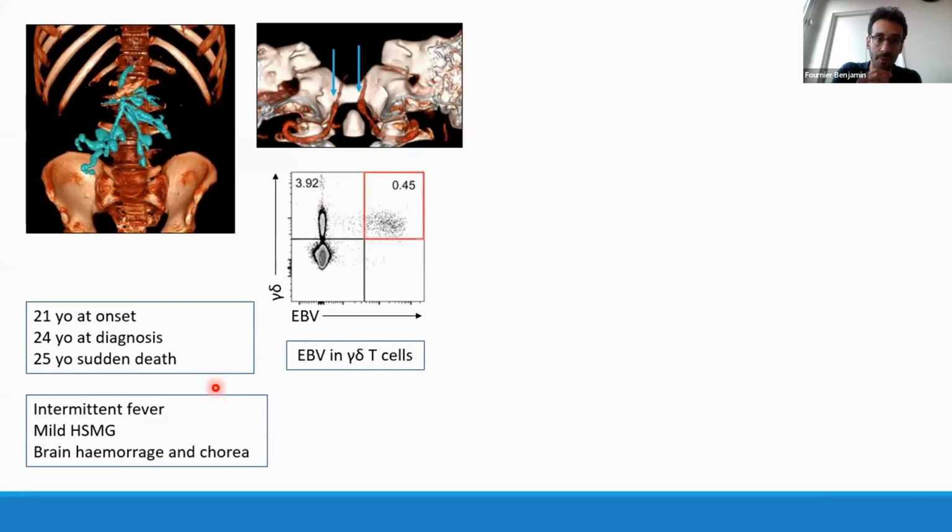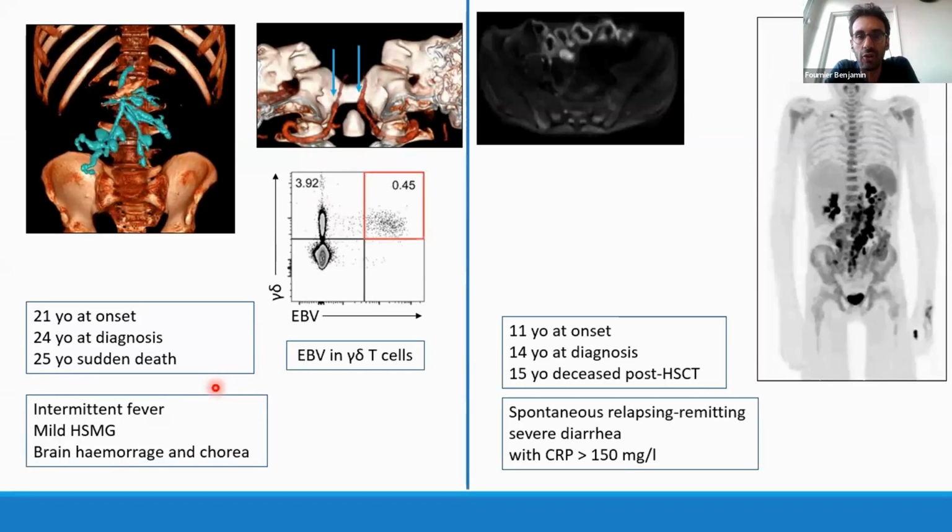And in fact, all the EBV virus was located in gamma delta T cells. And it was also the case in the liver biopsy. Here you have another patient with diagnosis at 11 years old. He was diagnosed with EBV only 3 years later.